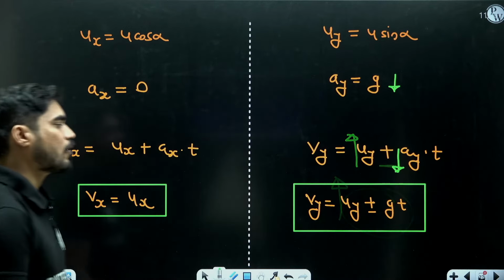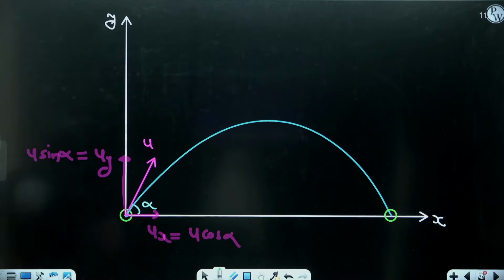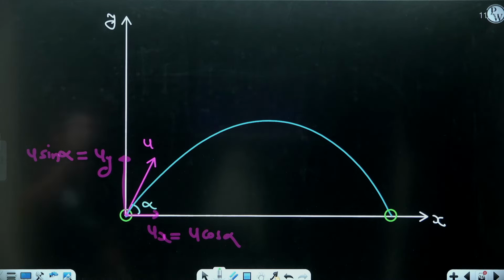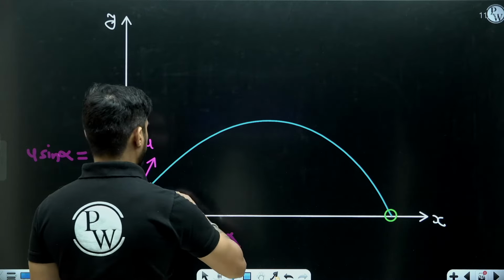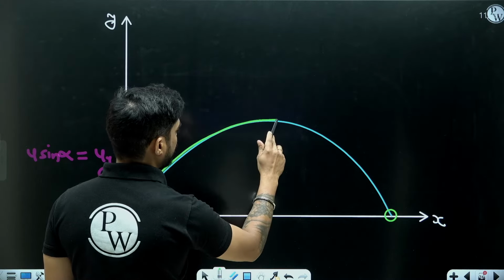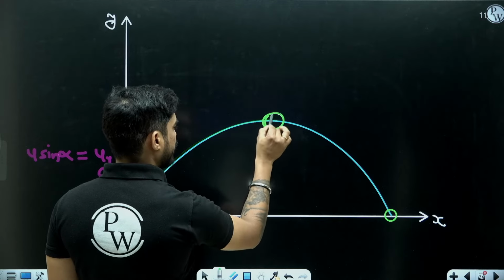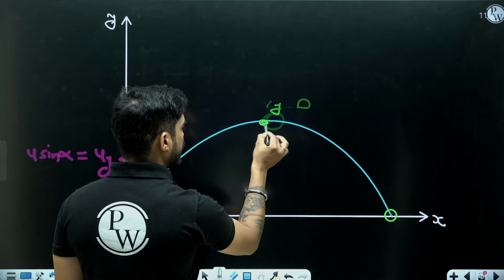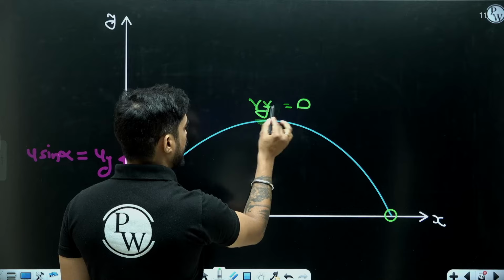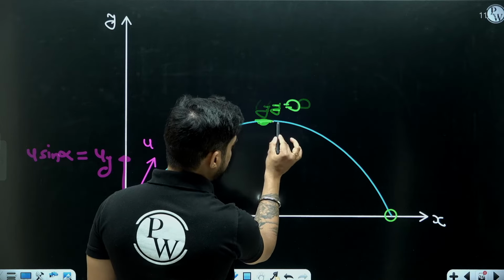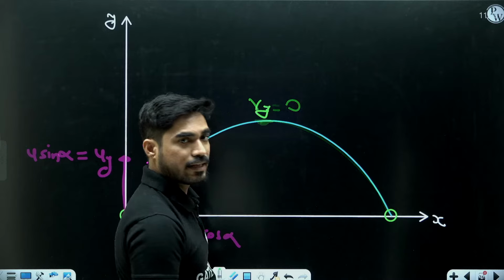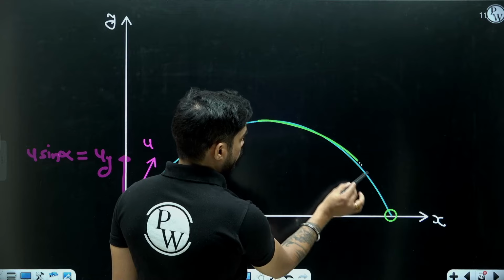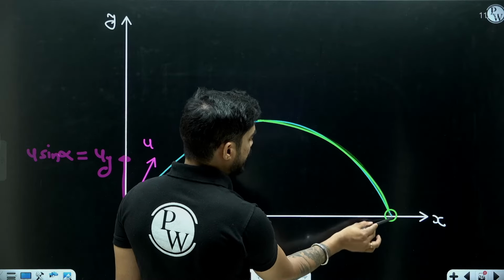Means initially the velocity will start decreasing. You can imagine this in your head. If you kick a football and when it is going up, the velocity is decreasing. And now at this point, the velocity in y becomes 0. At the maximum height, the velocity in y becomes 0. And then it starts falling down. So now the velocity will start increasing.